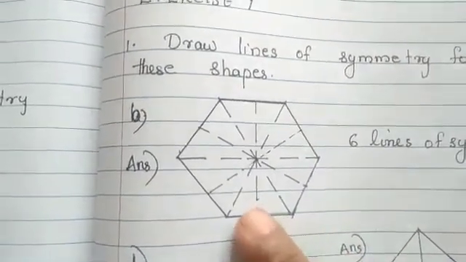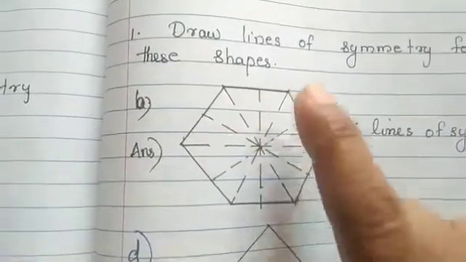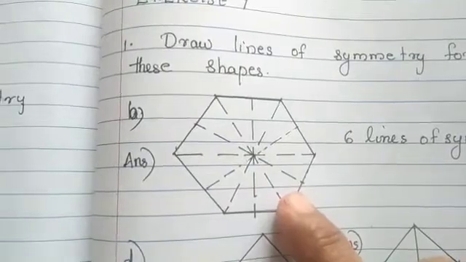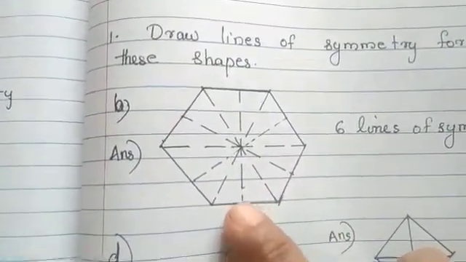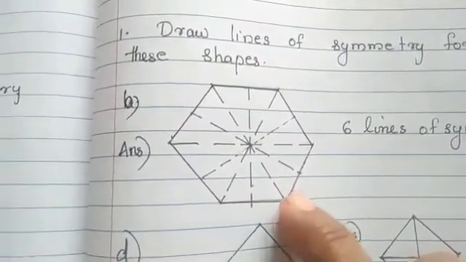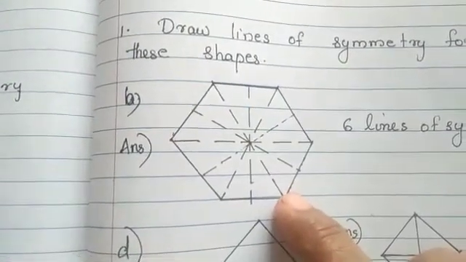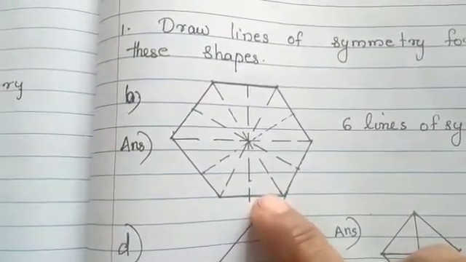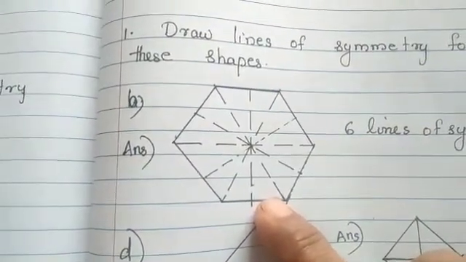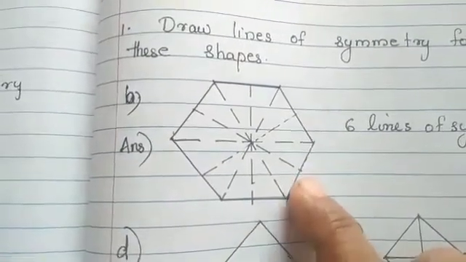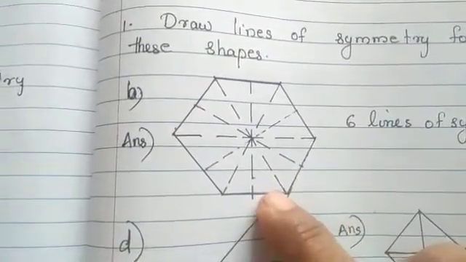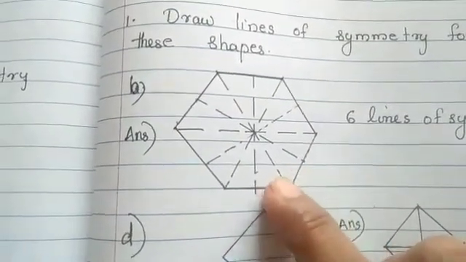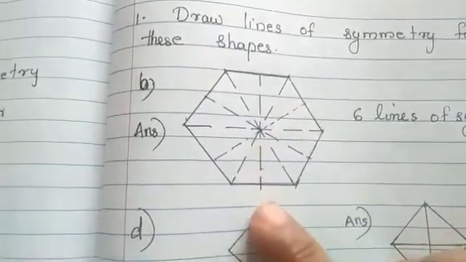Then we can draw 6 lines of symmetry here. This hexagon has 6 lines of symmetry, because all the sides are equal and it is a regular hexagon. That you will study later, regular hexagon. But remember, here all the sides are equal. Then it will have 6 lines of symmetry because this shape has 6 equal sides. Okay. So, you can draw 6 lines of symmetry.